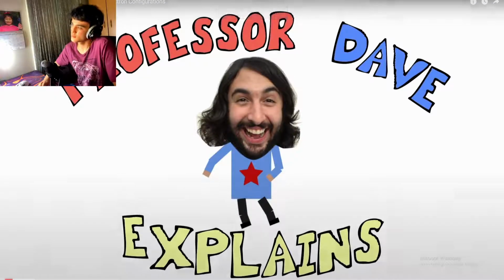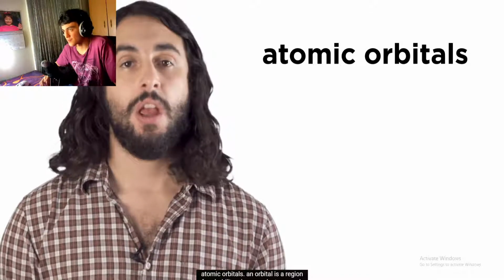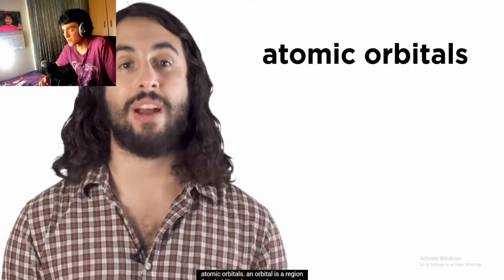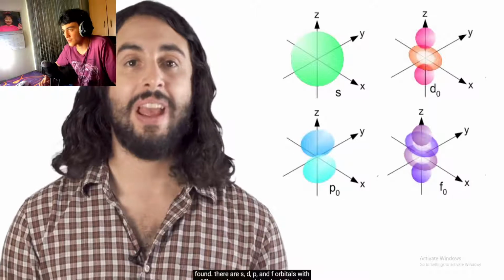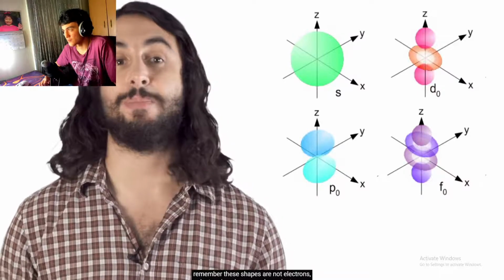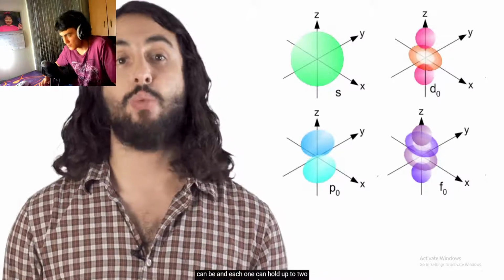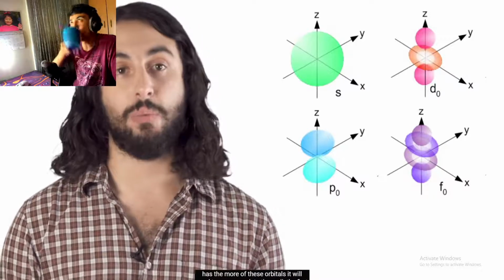Professor Dave explains. Now that we understand that electrons are both particles and waves, we are ready to learn about how electrons are arranged in an atom. The location and energy of every electron in an atom is determined by a set of 4 quantum numbers that describe different atomic orbitals. An orbital is a region of probability where an electron can be found. There are s, p, d, and f orbitals with different shapes. Remember, these shapes are not electrons, just regions in space where electrons can be, and each one can hold up to 2 electrons. The more electrons an atom has, the more of these orbitals it will need to accommodate them all.